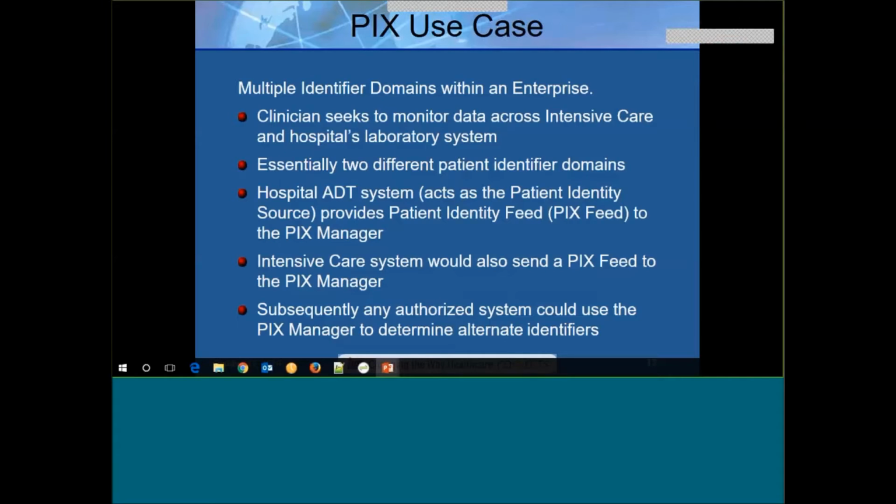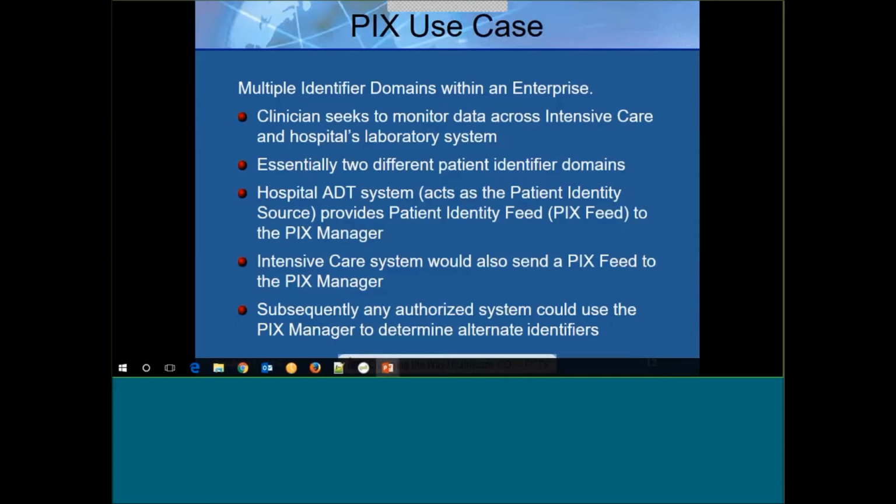So we have some PIX use cases, and this one here is about multiple identifier domains within an enterprise. So it could be a clinician seeks to monitor data across intensive care and the hospital's laboratory system. So essentially we have two different patient identifier domains, one in the intensive care unit and a different one in the lab. So they likely have the exact same patients, they just use different identifiers to reference those patients.